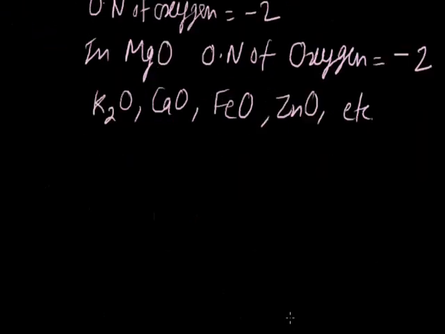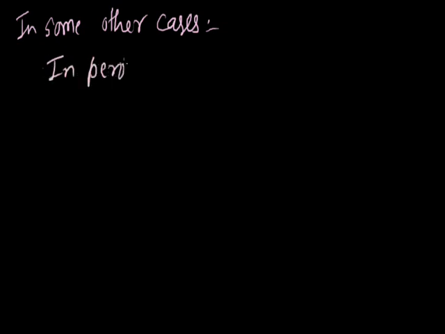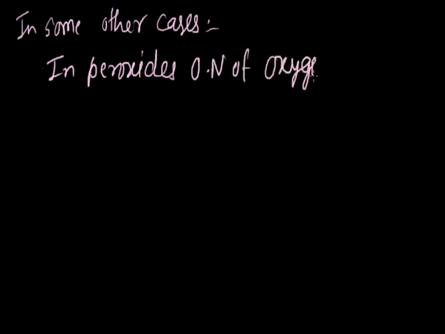But in some other cases, the oxidation number of oxygen is not minus 2. So for example, in peroxides, the oxidation number of oxygen is equal to minus 1.